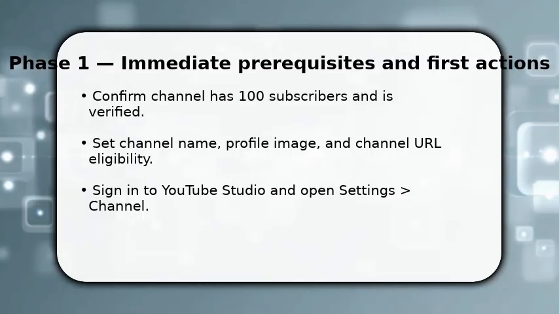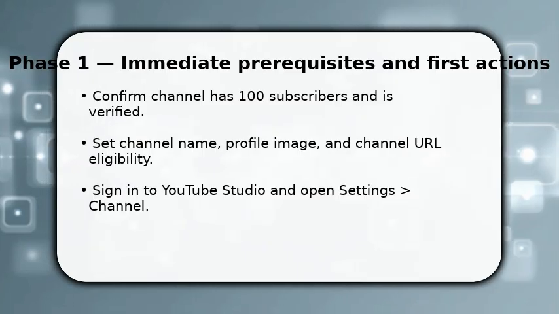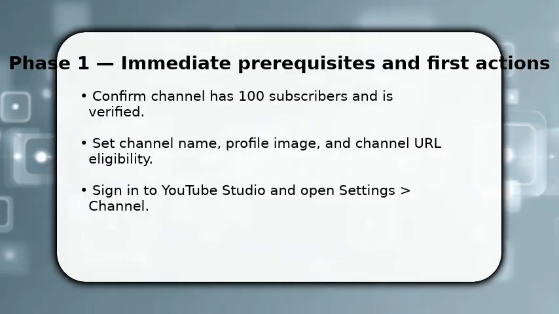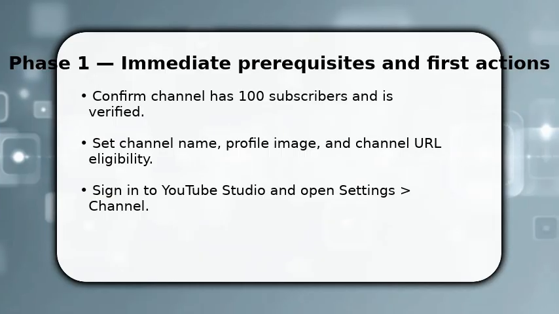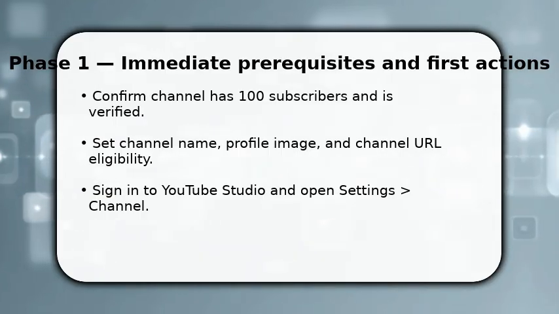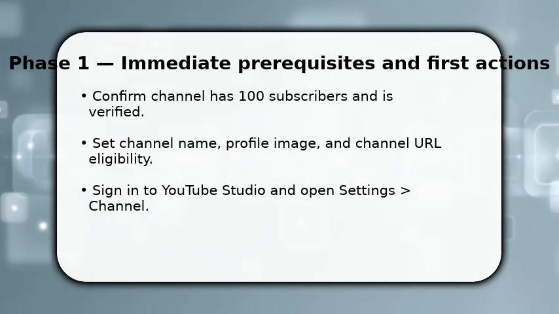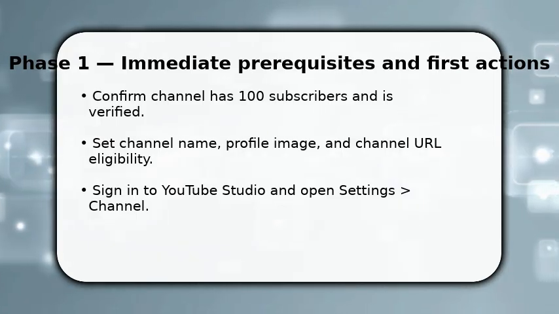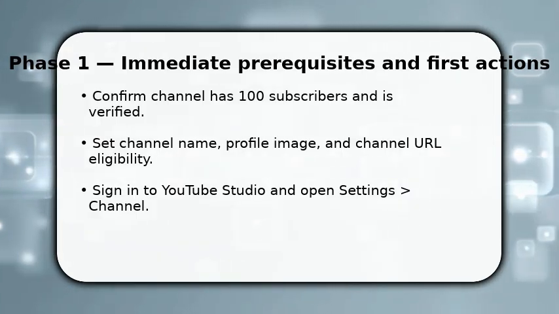You begin by confirming the prerequisites, verification and at least 100 subscribers, because YouTube requires both. Once done, sign in and go to YouTube Studio. Next, open Settings, choose Channel, and then Advanced Settings to surface the custom URL option.